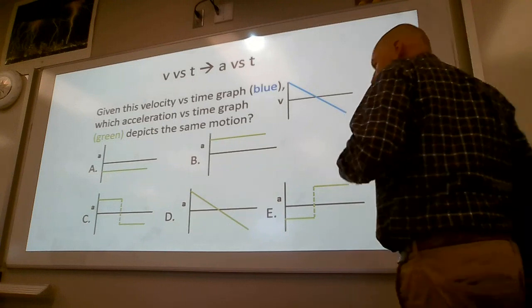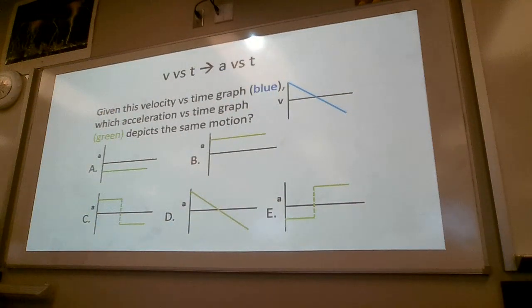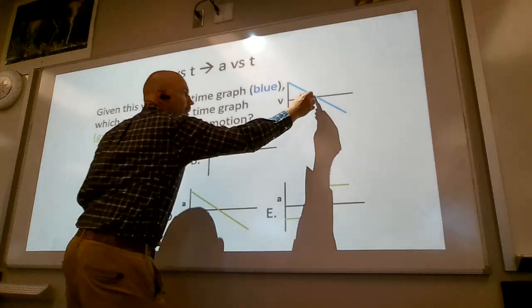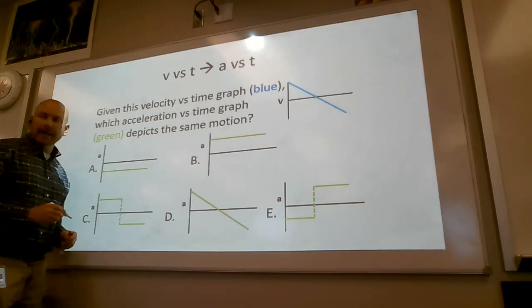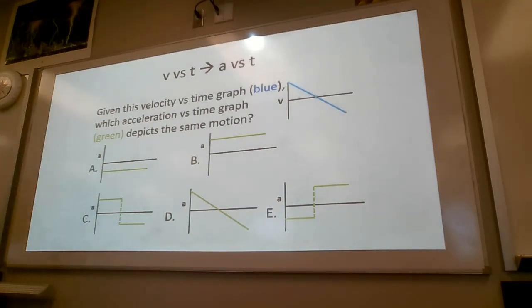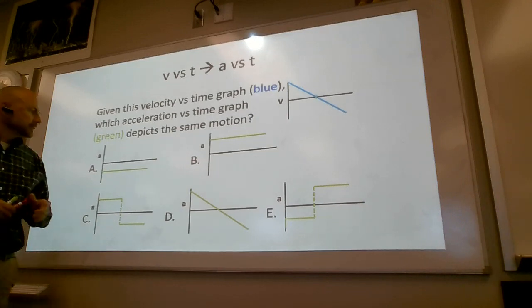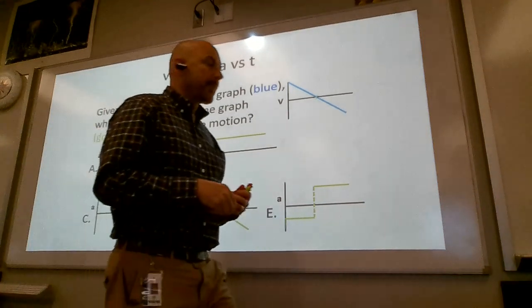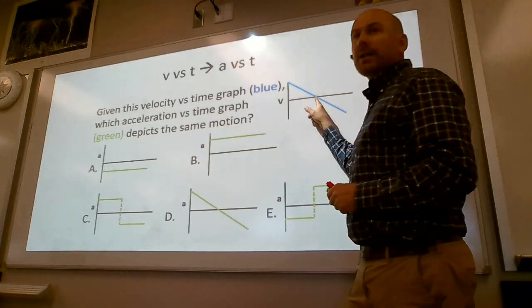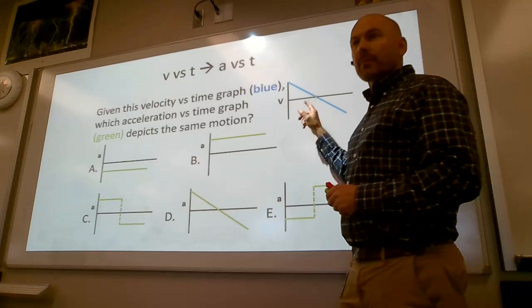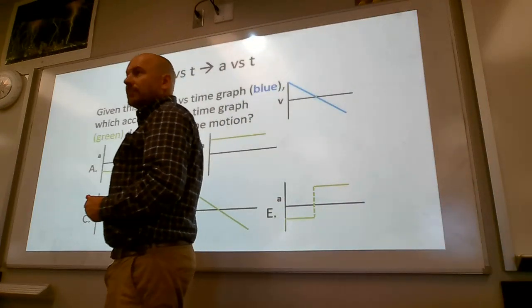Now, someone in the first hour asked an excellent question. They asked, why at this turnaround point is there still acceleration? Why wouldn't the graph look like that, like have a little hiccup? Does that make sense to their question? You stopped and turned around. Why do we still have acceleration there?